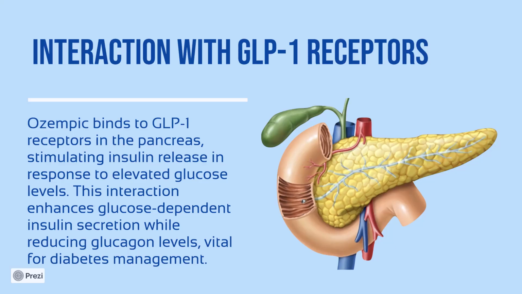The interaction with GLP-1 receptors. Ozempic binds to GLP-1 receptors in the pancreas, stimulating insulin release in response to elevated glucose levels. So when the glucose levels are high, Ozempic boosts insulin production in response. This interaction enhances glucose-dependent insulin secretion while reducing glucagon levels, vital for diabetes management.